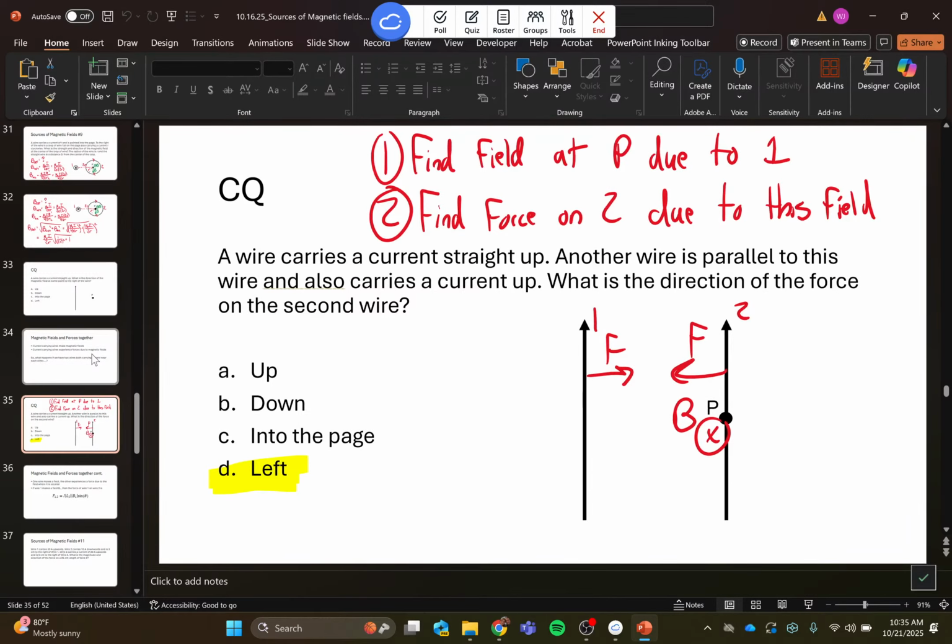And then the last thing we talked about was what if you had two straight wires? What's going to happen? They're going to experience a force on each other. Why?